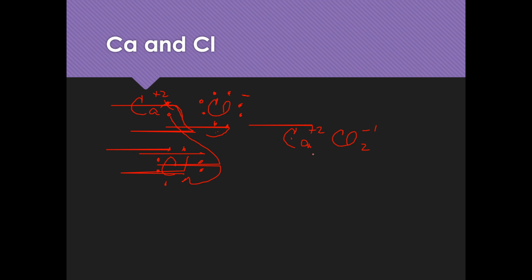Okay, let's try the last one. This should be fun. Aluminum and oxygen. So aluminum has how many valence electrons? Aluminum has 3. 1, 2, and 3. Oxygen has how many valence electrons? Oxygen has 6. 1, 2, 3, 4, 5, and 6. So both of these guys have to get to be full octets.